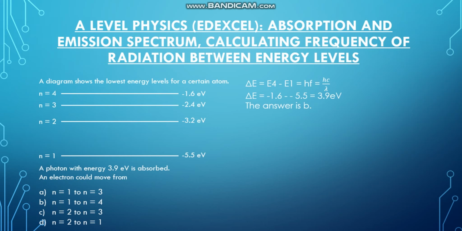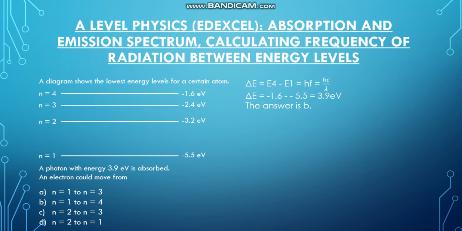Now here we are presented with the following question, which states that a diagram shows the lowest energy levels for a certain atom. And it says a photon with energy 3.9 electron volts is absorbed, so an electron can move from, and then here we are given a series of options to select from. So to determine the answer for this question, we have to use the energy difference formula, where the change in E gives the energy difference of 3.9 electron volts. So we have to consider which two energy levels actually provide the energy difference of 3.9 electron volts.